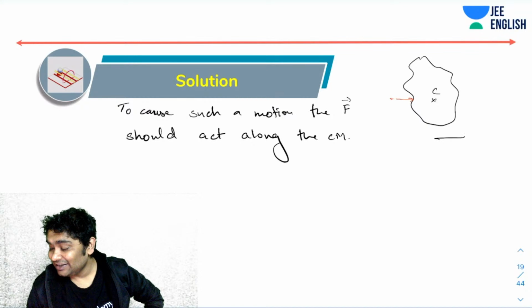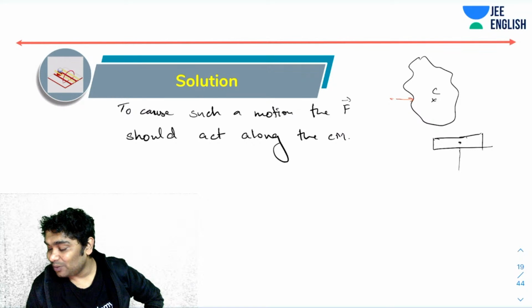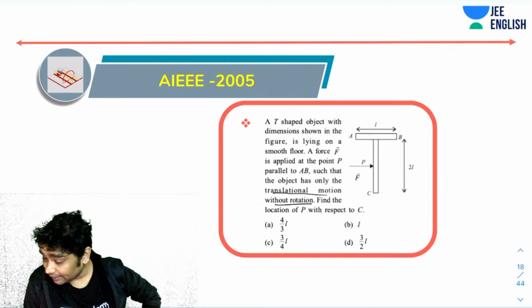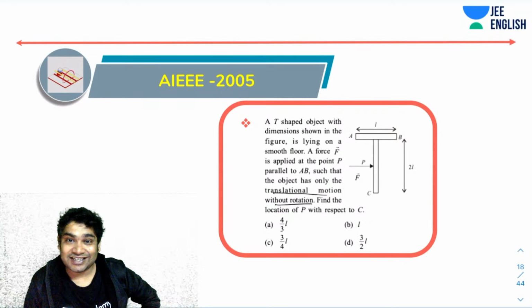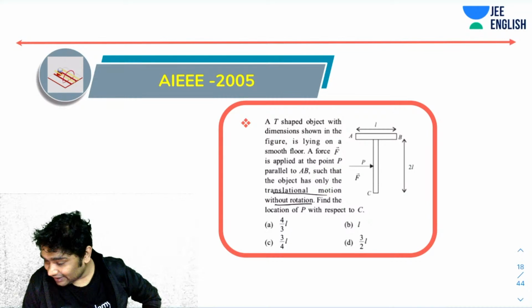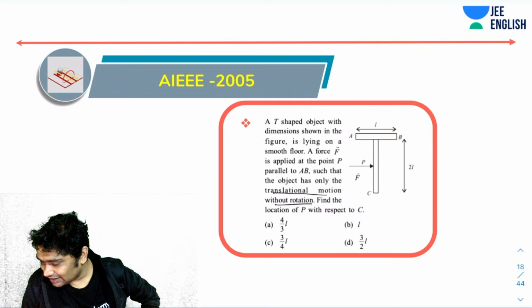Now you realize the shape that was given to me was this rod. So the rod has two parts. One has a center of mass here, one has a center of mass here. And I think both are identical. Okay, so no, both are not identical in fact. This was a slightly tricky question. It does not say that both have the same mass. T-shaped object with dimensions shown, lying on a smooth floor.